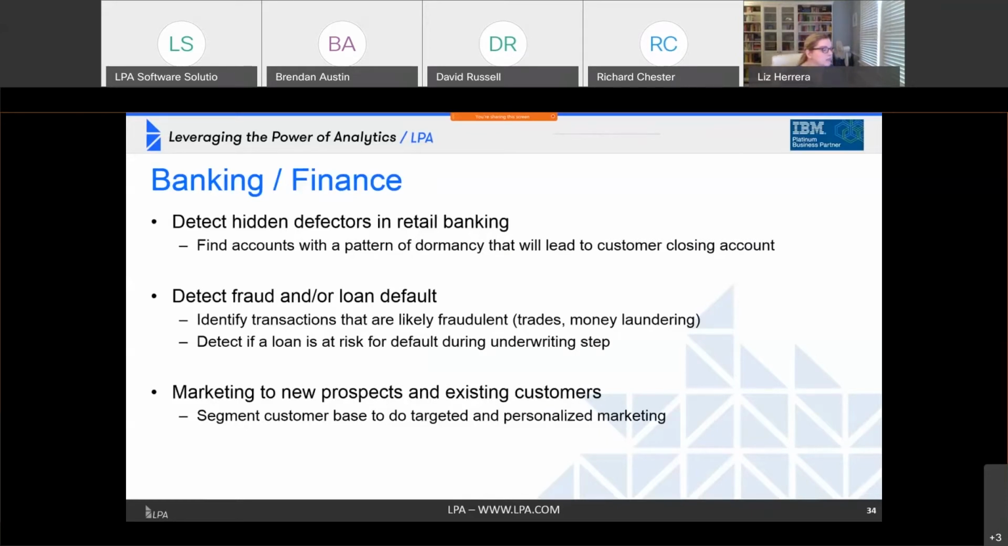And finally, the last use case that we've seen with our clients is on the marketing side, which is kind of a traditional use case for the data science space. But basically, doing some work to help target either new prospects or existing customers with personalized marketing. And that's from the finance folks I've spoken with. The personalization is very important because people are inundated with a lot of information.